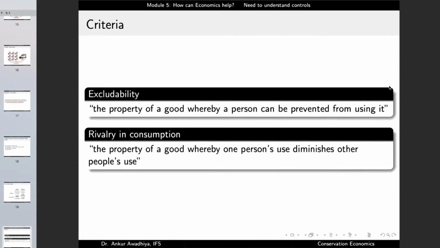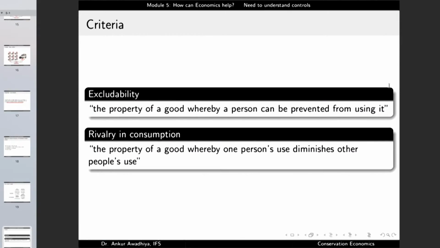Rivalry in consumption means the property of a good whereby one person's use diminishes another person's use. It means that if there is a tree full of mangoes, and if I go there and take these mangoes and eat them, there are fewer mangoes available for you to take out. So your consumption and my consumption are rivals of each other. The more I consume, the less you consume. The more you consume, the less I consume. So this is known as rivalry in consumption.